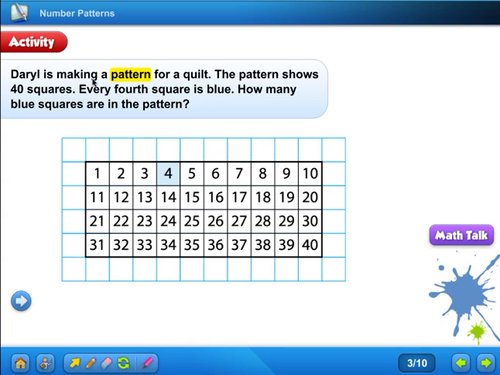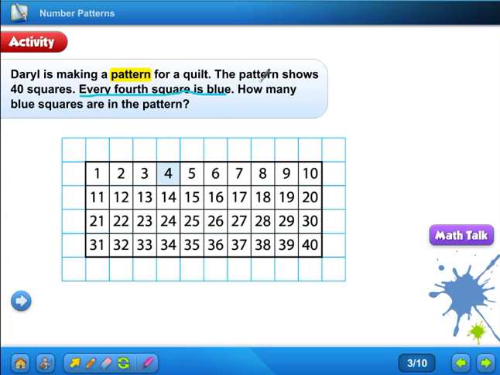Daryl is making a pattern for a quilt. The pattern shows 40 squares. Every fourth square is blue. How many blue squares are in the pattern? So they started us off with the fourth square is blue. Why did they do that? Because right here it says every fourth square is blue. So they started with the fourth square.